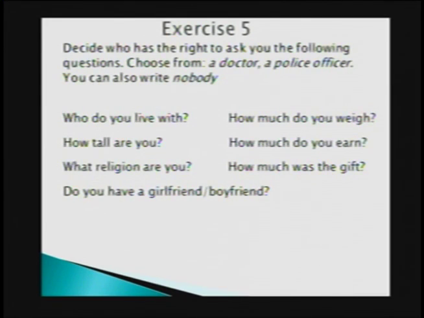How much do you weigh? As we have seen here, a doctor can ask you this question. This one about money, how much do you earn? I'm not very sure a doctor is going to ask you that. A police officer, how much do you earn? Maybe, in details. But for me, I would write nobody. Nobody has the right to ask you that. Maybe at home, maybe your wife, yes.